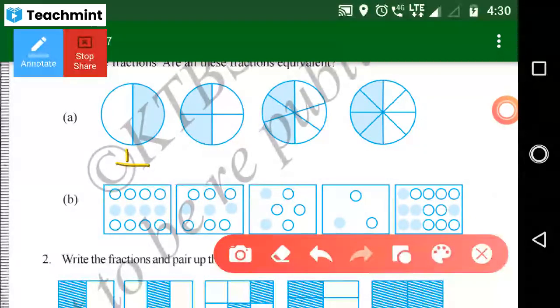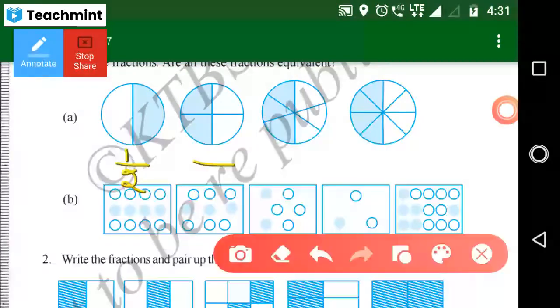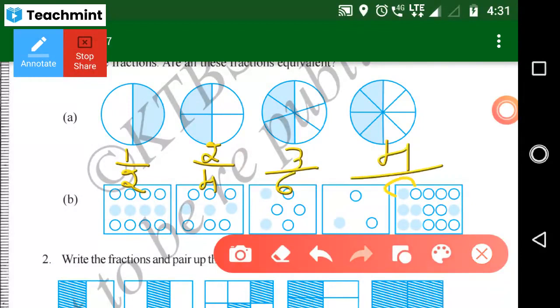Very good. Yes, Harivardhan. Second one. Ma'am, 1/4. Just see. 2 by 4. Yeah, 2 by 4. Very good. Next one. Yuvraj. 3/6. 3 by 6. Very good. Mahantesh. Yes, ma'am. 4/8. Very good. 4 by 8. You can observe, so all these are equivalent fractions.